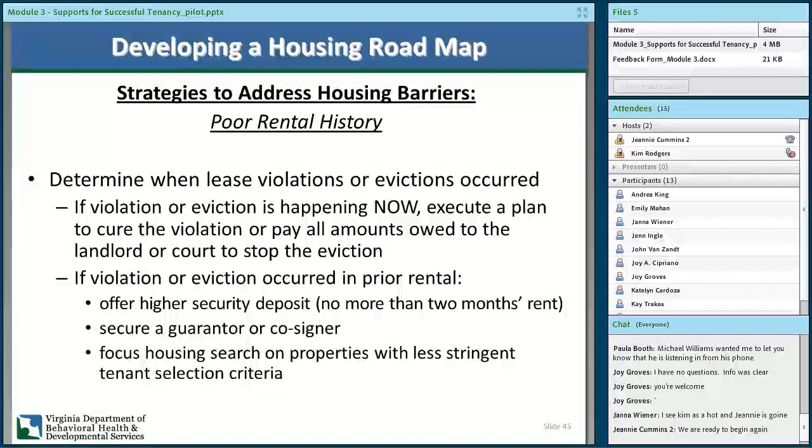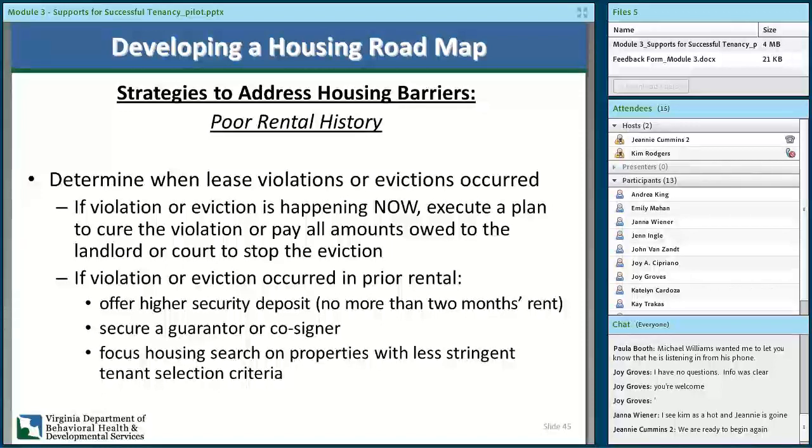So next, you want to determine how long ago any lease violations or evictions occurred. Lease violations and evictions typically don't show up on credit reports, so you'll need to ask the individual to supply this information or to sign a release so you can contact prior landlords for this information. If the individual is currently renting and the lease violation is remediable or the eviction can be redeemed, develop and implement a plan with the individual to immediately cure the violation or pay all amounts owed to the landlord or court to stop the eviction.